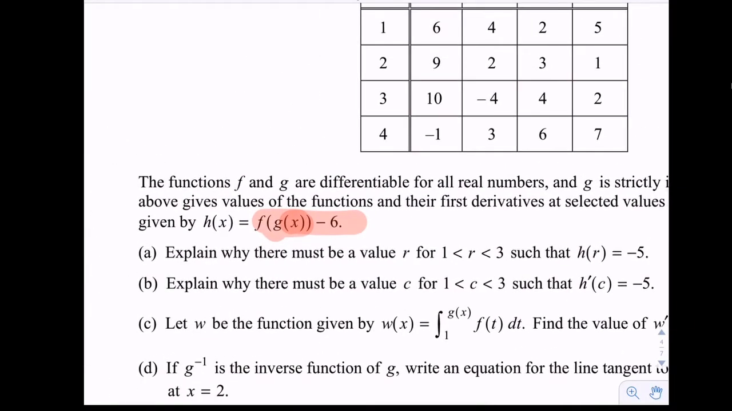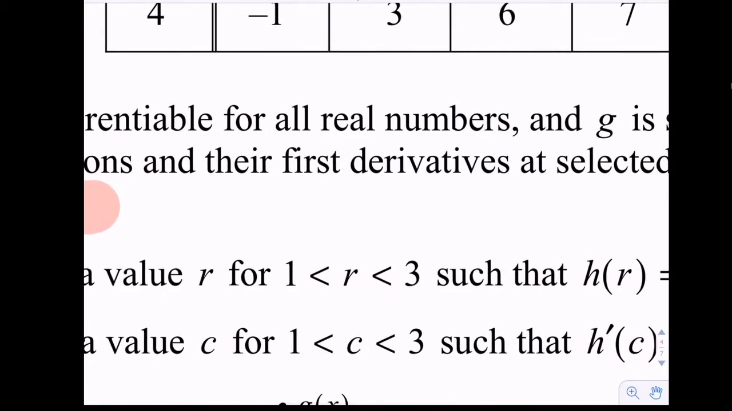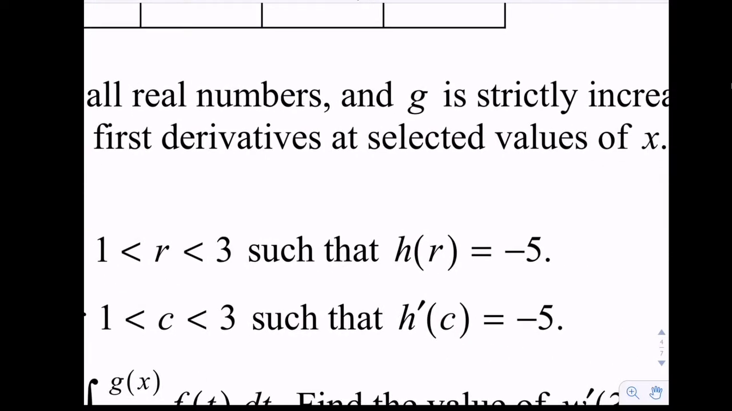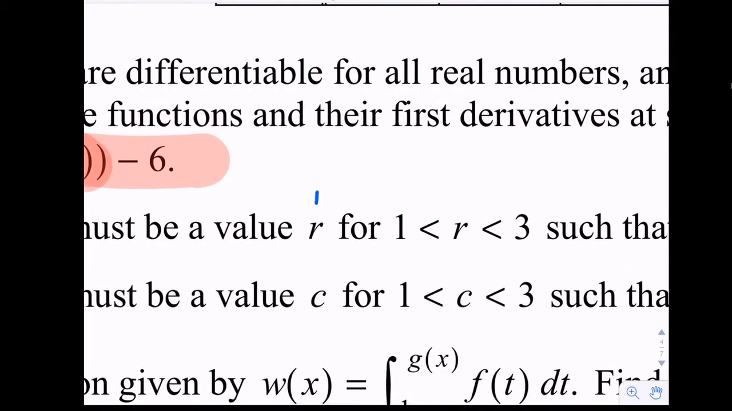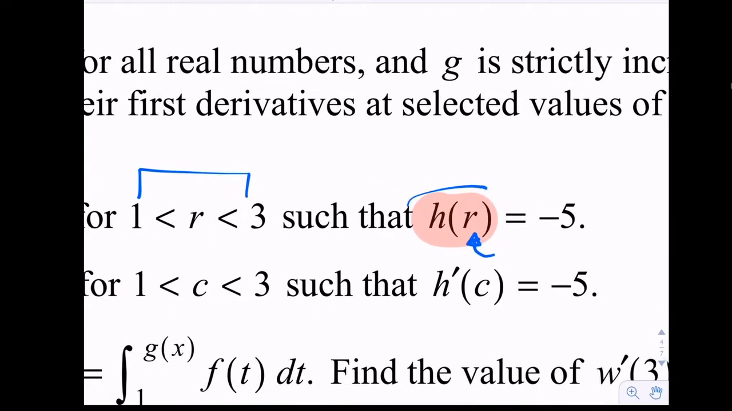So part A, explain why there has to be an r value between 1 and 3, such that h of r equals -5. We're trying to guarantee that a particular y value exists. Anytime you're trying to guarantee a particular y value exists, guess which theorem you're going to use? IVT, okay? R is a what type of value, x or y value? It's an x value. So that's what threw some people off. They're using funky letters here, but it's just an x value. Show that there's an x between x equals 1 and x equals 3, where the y value there equals -5.